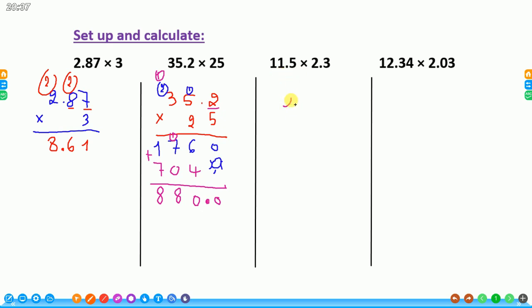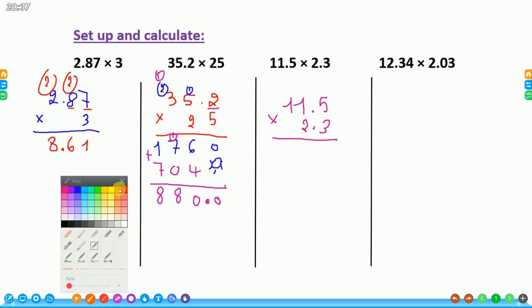Now 11.5 times 2.3. So I line up the digits from right to left. And I start my multiplication as if I am having 115 times 23. Let's start.